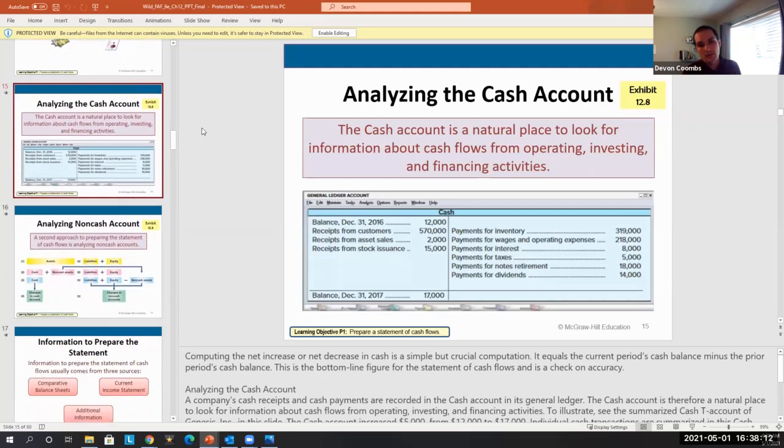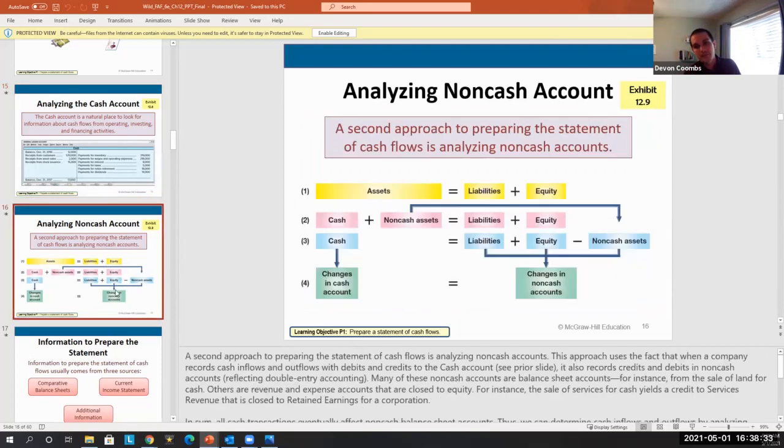And so using the direct method, we'd go to that cash account and then classify everything. I'm going to teach you more the indirect method, but we could look at our cash accounts and say, oh, here's all of our payments for inventory. Oh, here's all our payments for wages. And in your homework, you'll be given those numbers if you need to use the direct method. But the indirect method is what we really need to focus on, which is using non-cash accounts.